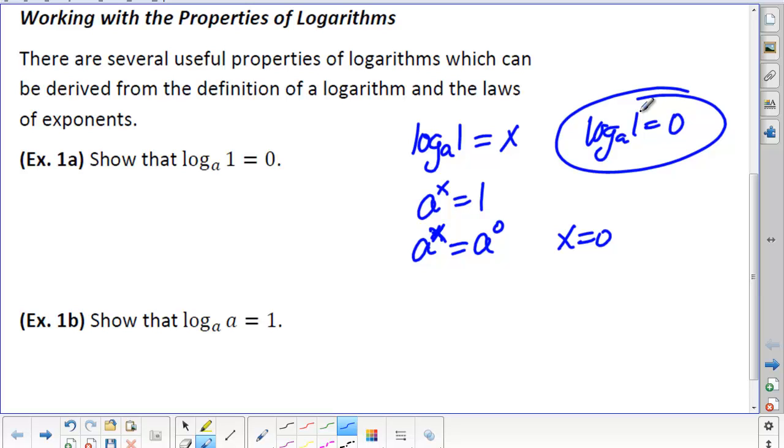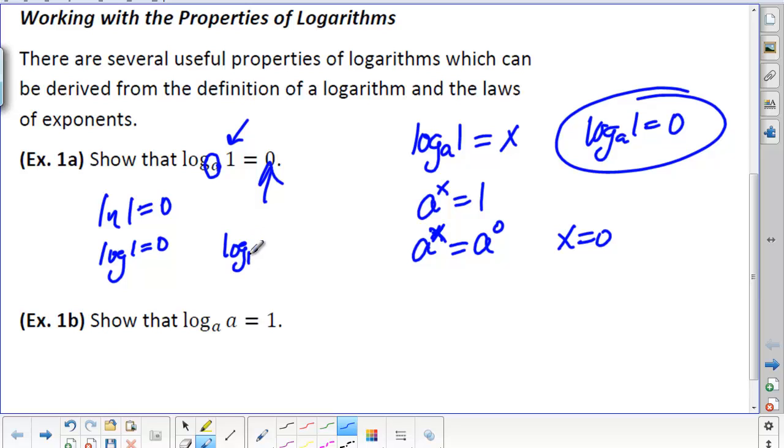And what that essentially means is that it doesn't matter what the base of your logarithm is, if you have a 1 as your argument there, then the result is 0. So you could say natural log of 1 is 0. You could say log base 10 of 1 is 0. Log base 17 of 1 is 0. Doesn't matter what the base is. The result is always 0 if you've got this 1 right here. That's kind of what that property says.